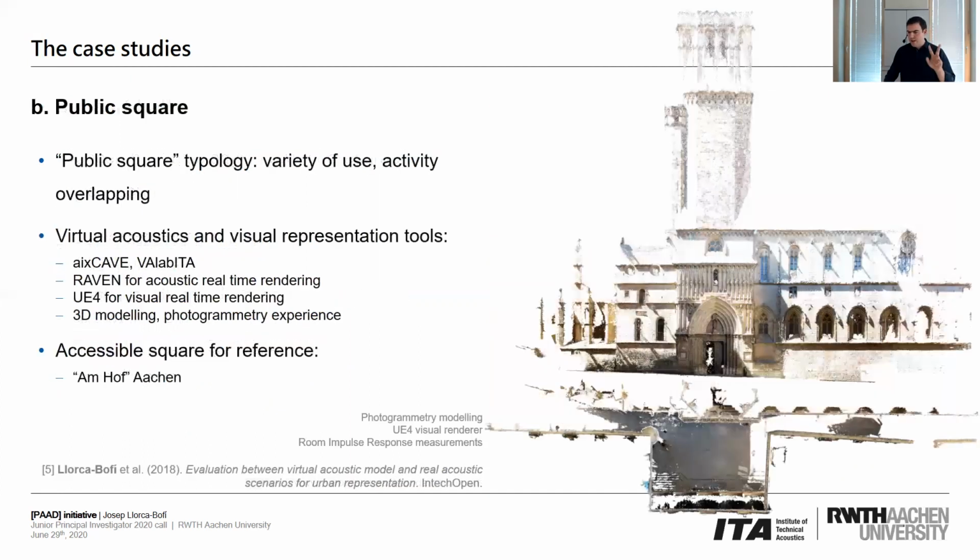The second case study is completely the opposite, and this is the public square typology, which has a variety of use and activities inside of it. And this gives us a completely different scenario in acoustic senses, because the sound sources are moving, there are different background noises, target noises.